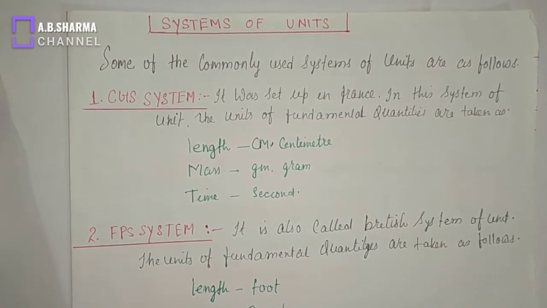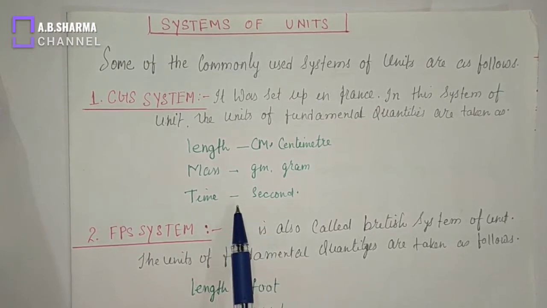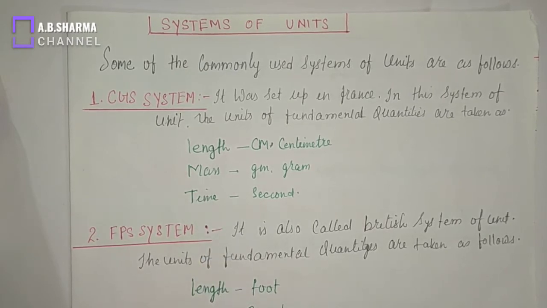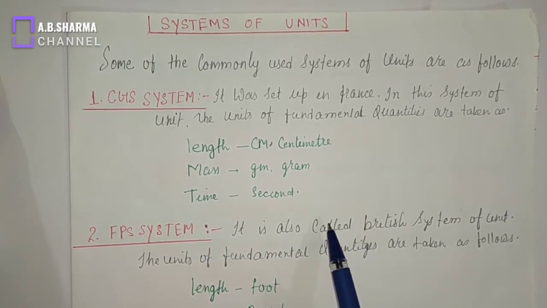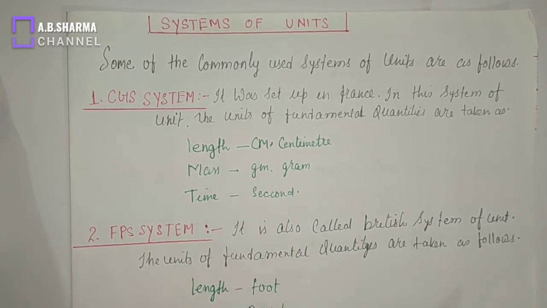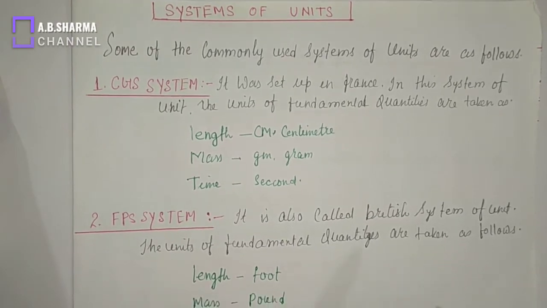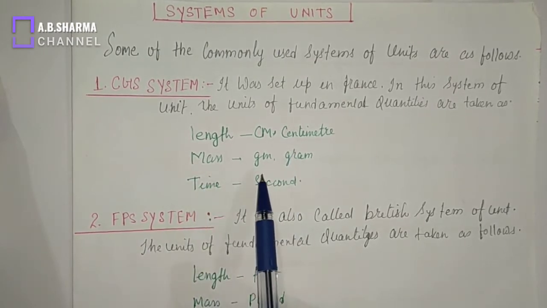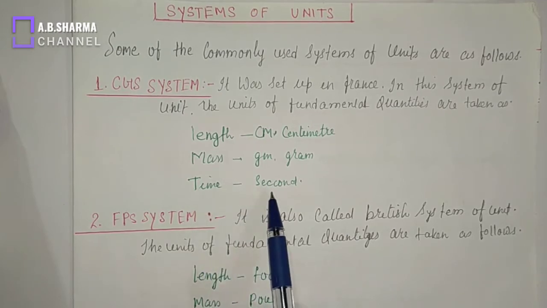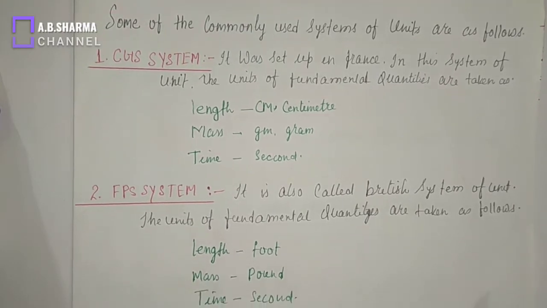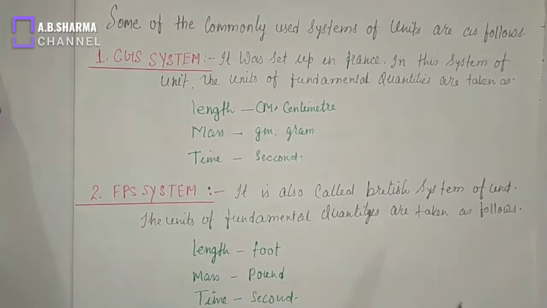Firstly it was the CGS system, and in this system, at that time, only three fundamental quantities were used. It was set up in France. In this system the units of fundamental quantities are taken as: unit of length is centimeter, unit of mass is gram, and unit of time is second. So only three types of physical quantity were used there.